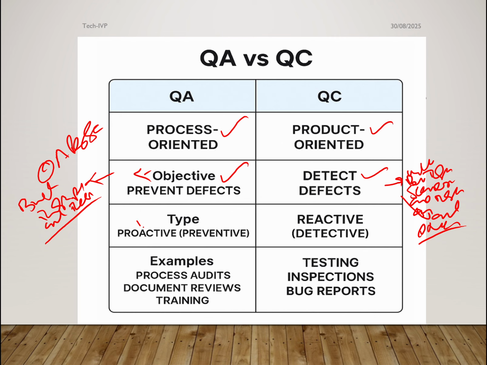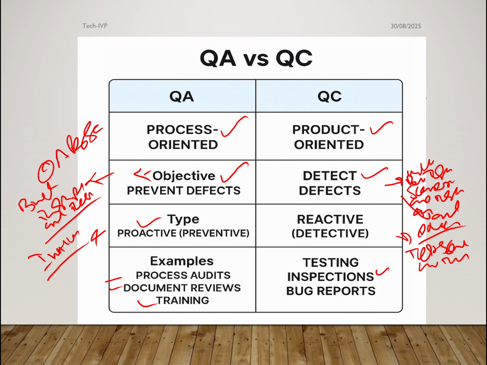QA is a proactive approach at the initial level. At the initial level, we build the test strategy and test planning. QC is a reactive approach: once the product or UI is developed, according to that we build test scenarios and test cases. For example, process audit, document review and training.